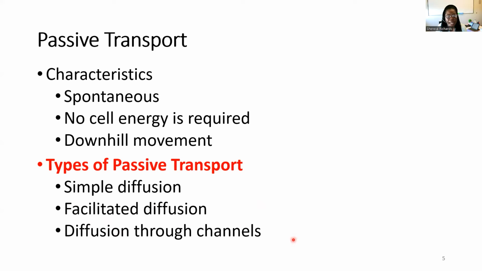The third type of passive transport is going to be diffusion through channels. This is a different type of protein. So this is, again, still going to be a protein, but a different type of protein. It's going to allow for the passage of certain specific molecules, mainly ions, or sometimes water can move right through. And it's also going to require additional help in order to move those particles through.